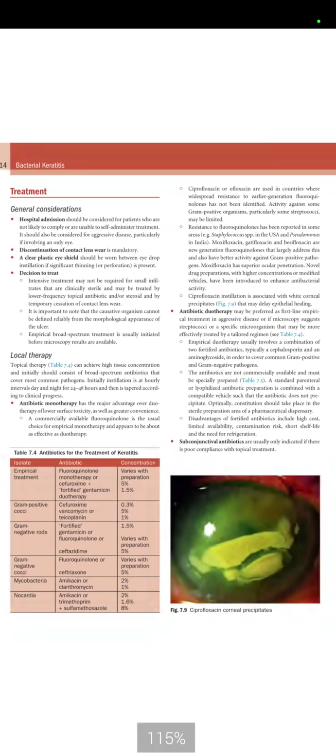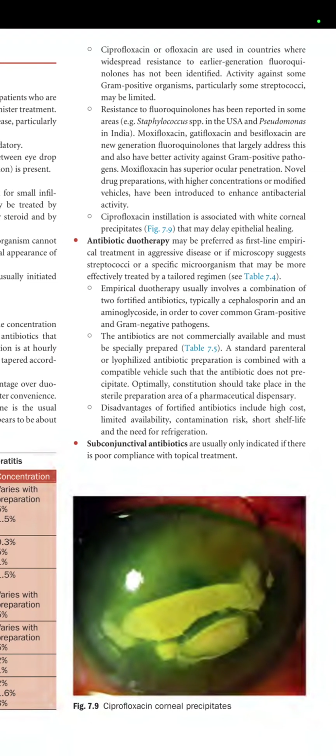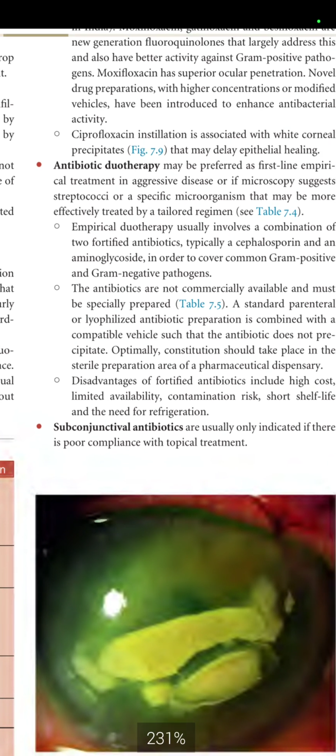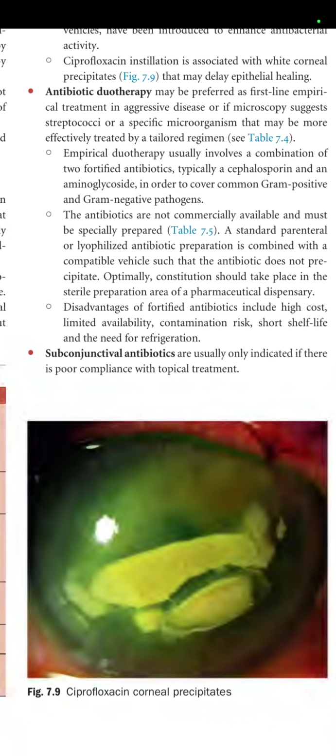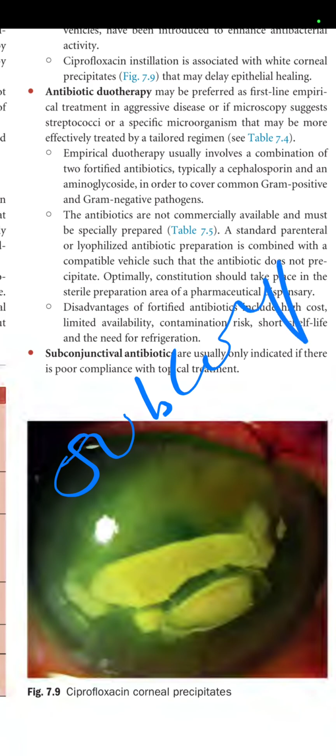Then comes the subconjunctival antibiotics, which are usually only indicated if there is poor compliance with topical treatment. If the patient is very poorly compliant, then we tend to give subconjunctival antibiotics.